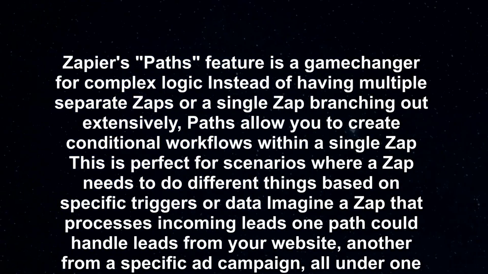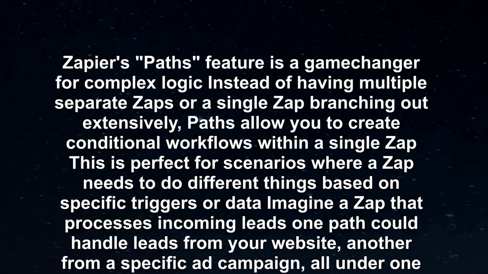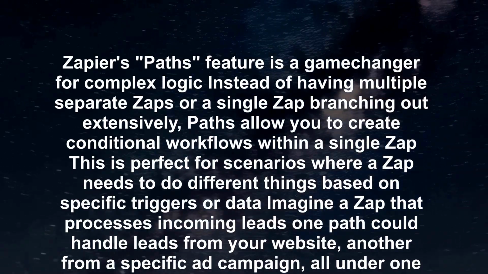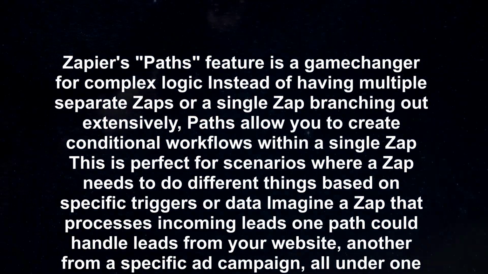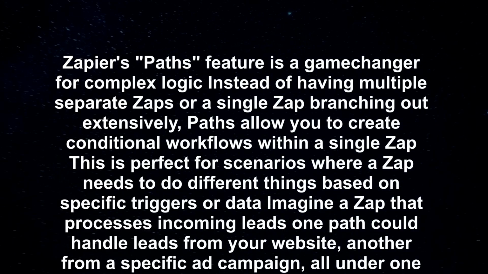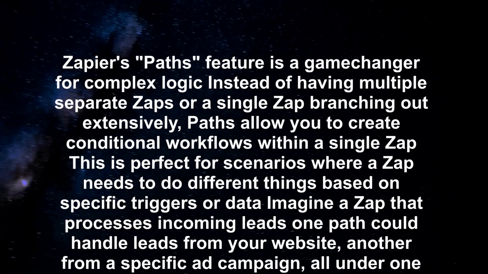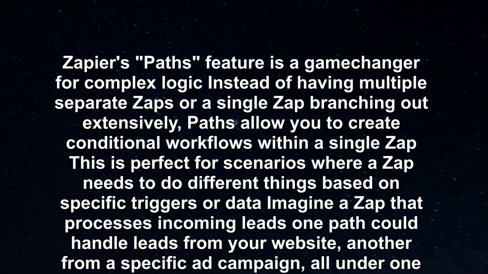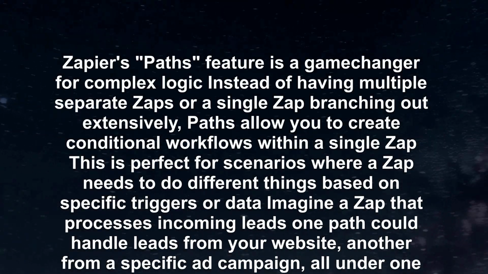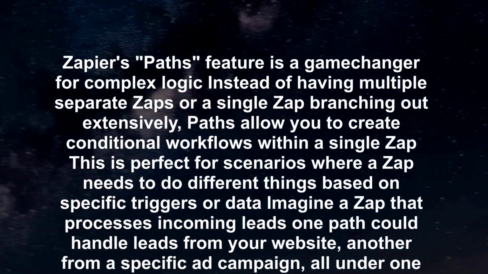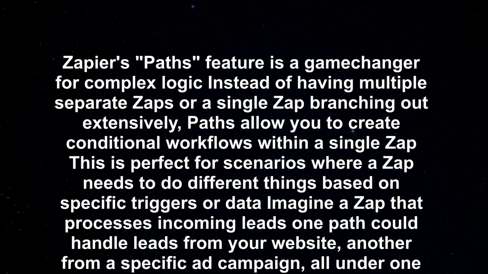Zapier's Paths feature is a game changer for complex logic. Instead of having multiple separate Zaps or a single Zap branching out extensively, Paths allow you to create conditional workflows within a single Zap. This is perfect for scenarios where a Zap needs to do different things based on specific triggers or data. Imagine a Zap that processes incoming leads. One path could handle leads from your website, another from a specific ad campaign, all under one Zap.